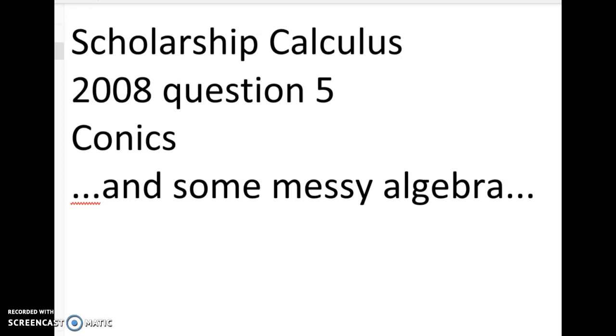This is a Conics question from the 2008 Scholarship Calculus paper, and it's one that we're looking at Cole in session 20 on conic sections, but it's got a lot of little places that you can go wrong, so I thought it was worth videoing.